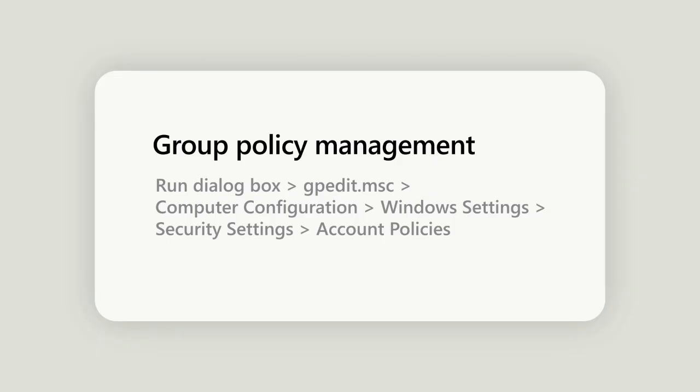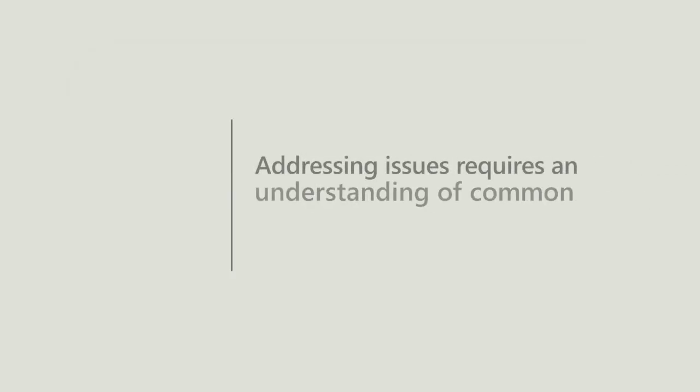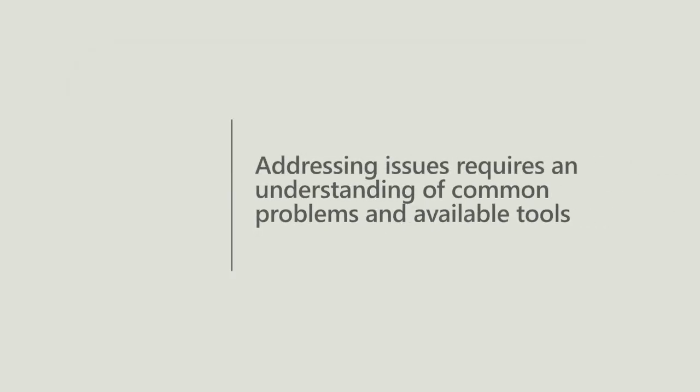To do so, they need to open the Run dialog box and type gpedit.msc. They need to navigate to Computer Configuration, then to Windows Settings, followed by Security Settings, and finally to Account Policies. In summary, addressing Windows activation and authentication issues requires a detailed understanding of both the common problems and the tools available for troubleshooting. By following the steps outlined for each specific issue, users and administrators can resolve these challenges efficiently, ensuring continuous and secure access to their systems.